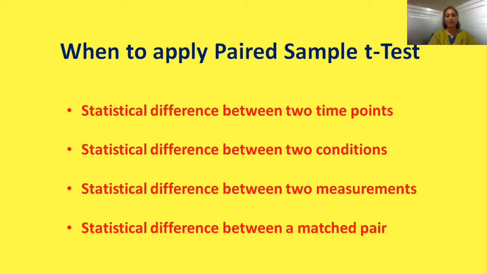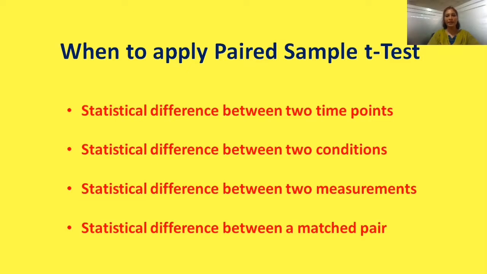The third condition is we can apply paired sample t-test when we are interested to measure statistical difference between two measurements. Means if for a certain sample of students I have collected data for their reading skill and for their writing skill, in that case I can apply paired sample t-test.